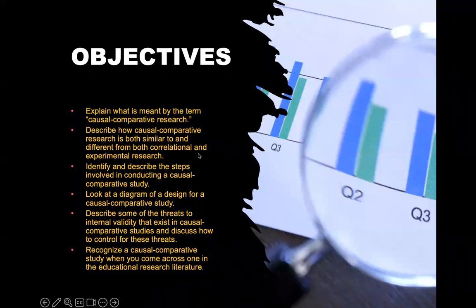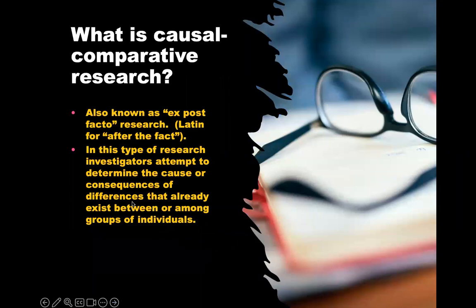So we need to explain what is meant by the term causal comparative, describe how causal comparative research is similar and different from correlational and experimental research, identify and describe the steps involved in the conduct of causal comparative research, look at the diagram of a design for a causal comparative study, describe threats to internal validity, and recognize causal comparative studies. So what is causal comparative research?